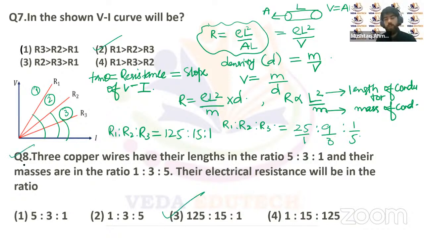So this is how we can compare the mass of a conductor and length of a conductor with the resistance. One way is that rho L upon A is the equation, and from that equation we can derive a relation between the mass of a conductor and resistance of a conductor in terms of length and mass, right?